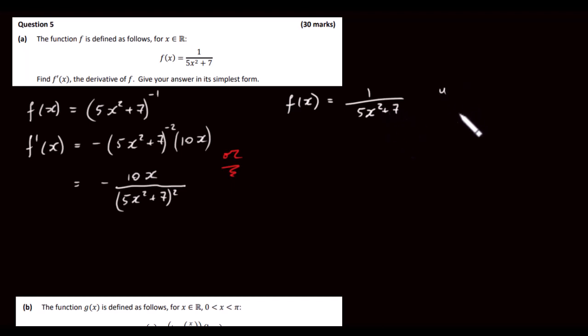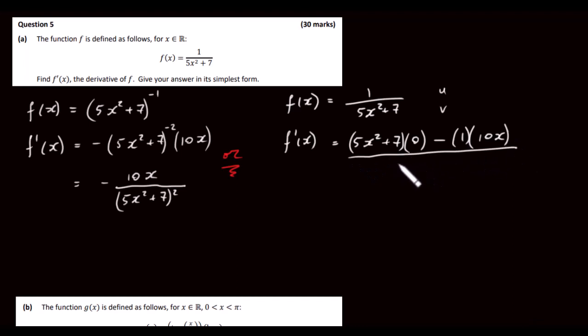So if you take u as being the numerator, v as being the denominator, we've got f prime x is going to be equal to v, which is 5x squared plus 7, times du dx, so we've got to differentiate the numerator here, that'll just give us 0, minus u, which is 1, times the derivative of the denominator, so that's just 10x. That's all over v squared. So v is 5x squared plus 7, which we have to square.